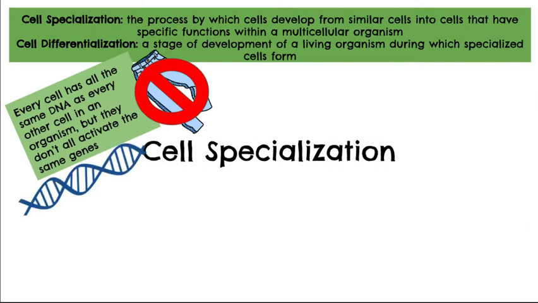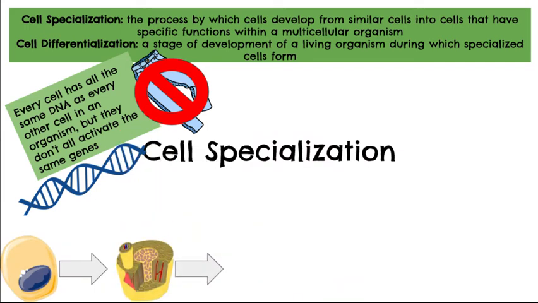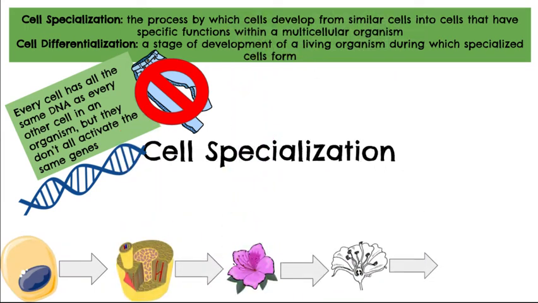Groups of cells make tissues, groups of tissues make organs. Groups of organs make organ systems, and organ systems make organisms.